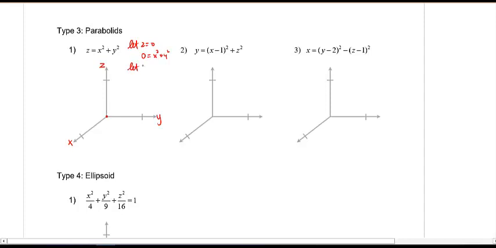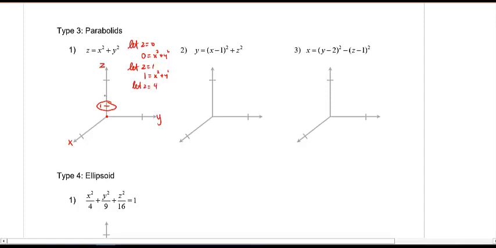What happens if I let z equal to 1? Yeah, that's right. I get x squared plus y squared equals 1. That's a circle. So at the value of 1, I get a circle. And you're thinking paraboloid, I get a circle. How do those work together? Stay tuned.